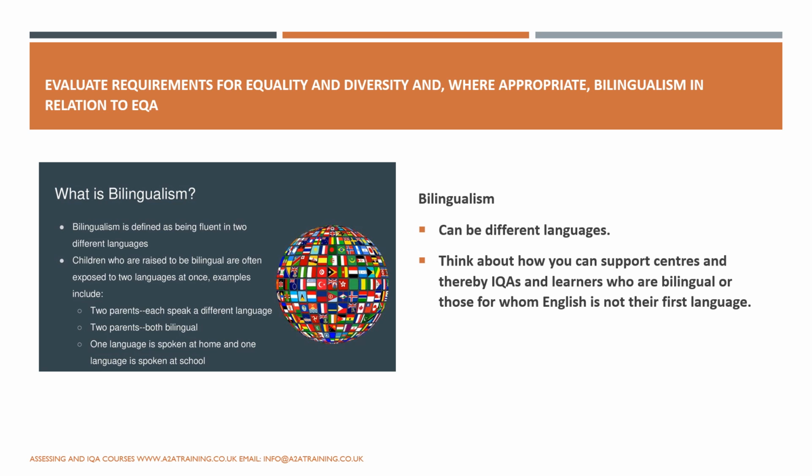It's defined as being fluent in 2 different languages, and children who are raised to be bilingual are often exposed to 2 languages at once. For example, when parents speak different languages, or 2 parents who are both bilingual. They may have one language at home and another at school. Think about how, as an EQA, you can support centres and thereby IQAs and learners who are bilingual, or for those whose English is not their first language.